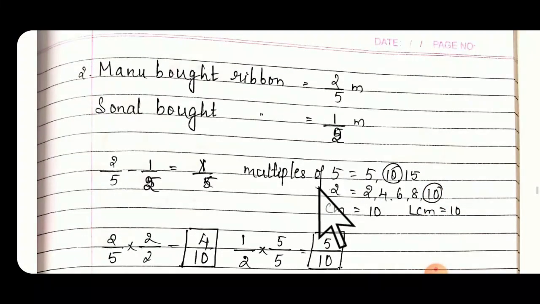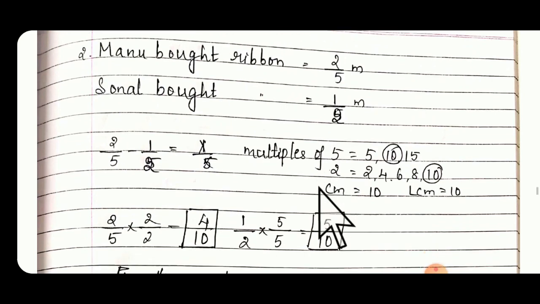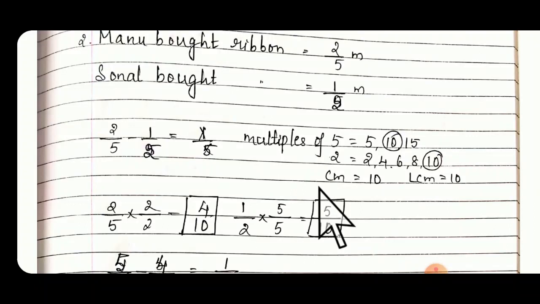Second question is, Manu bought 2 by 5 meter of ribbon and Sonal bought 1 by 2 meter of ribbon. Who bought longer ribbon and by how much? So what are you going to do? We have to find the difference between Manu and Sonal. So difference means subtraction. Manu bought ribbon 2 by 5 and Sonal bought 1 by 2 meter.